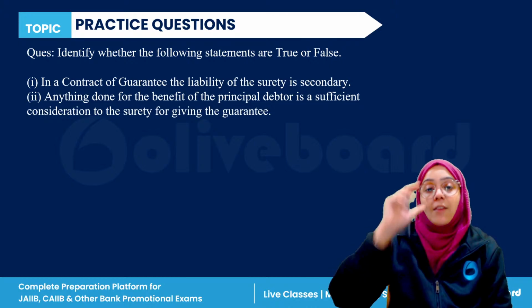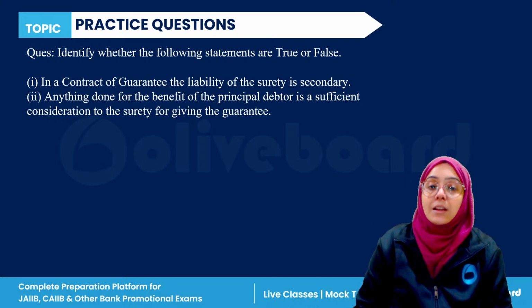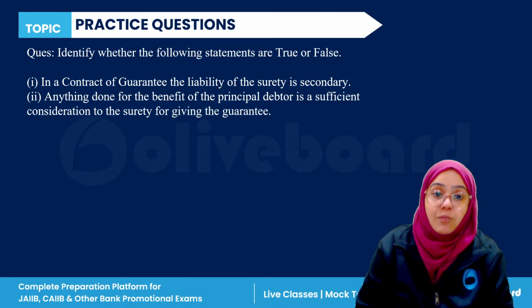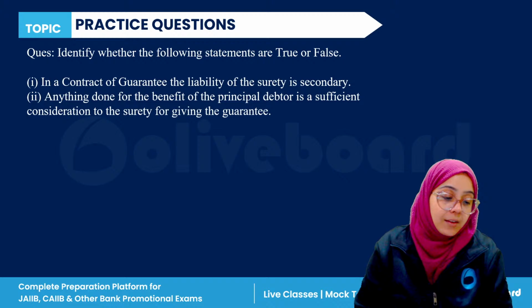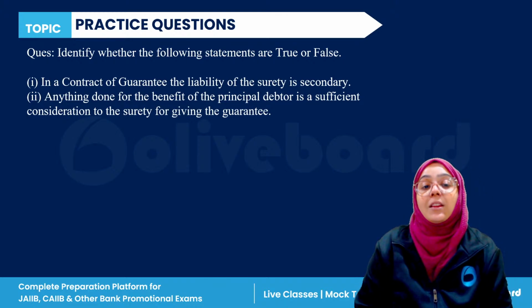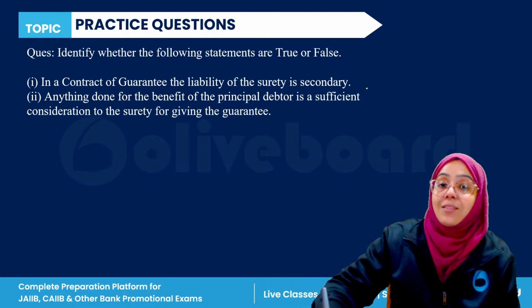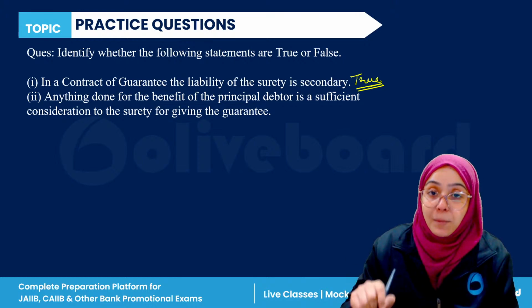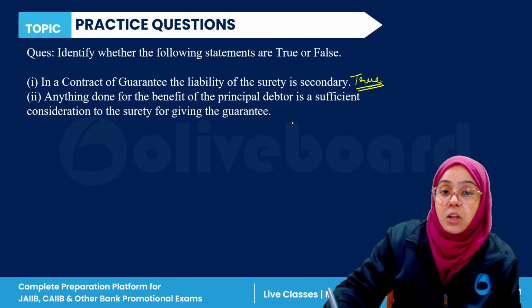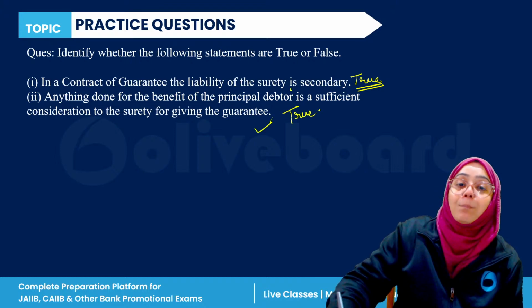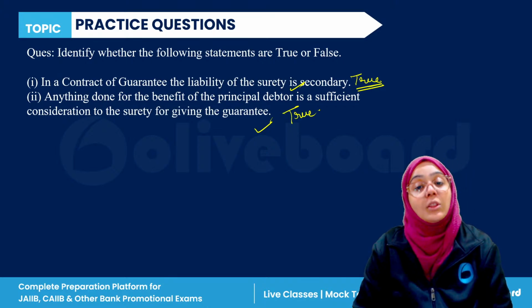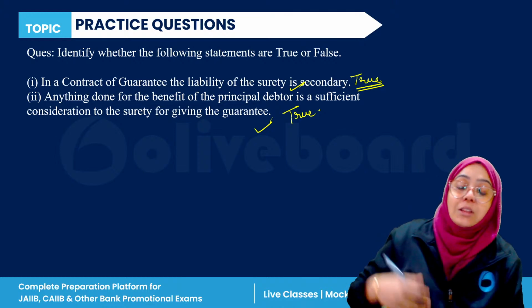Next question. Identify which of the following statements is true or false. In a contract of guarantee, the liability of the surety is secondary. Second, anything done for the benefit of the debtor is sufficient consideration to the surety for giving the guarantee. In a contract of guarantee, the liability of the surety is secondary. It is true. Second, anything done for the benefit of the principal debtor is also sufficient consideration to the surety. That is also true. So both statements are true in this case.